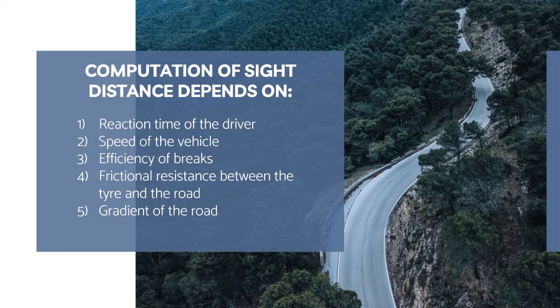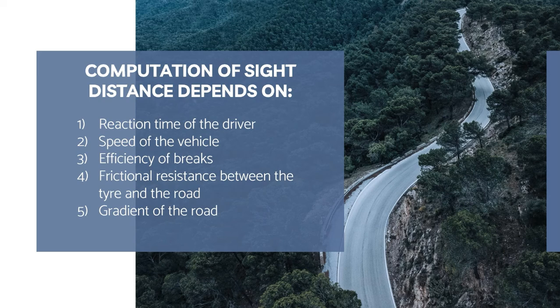The frictional resistance between the tire and the road plays an important role in bringing the vehicle to a stop. When the frictional resistance is more, the vehicle stops immediately. Thus, sight distance required will be less. No separate provision for brake efficiency is made while computing the sight distance. This is taken into account along with the factor of longitudinal friction.